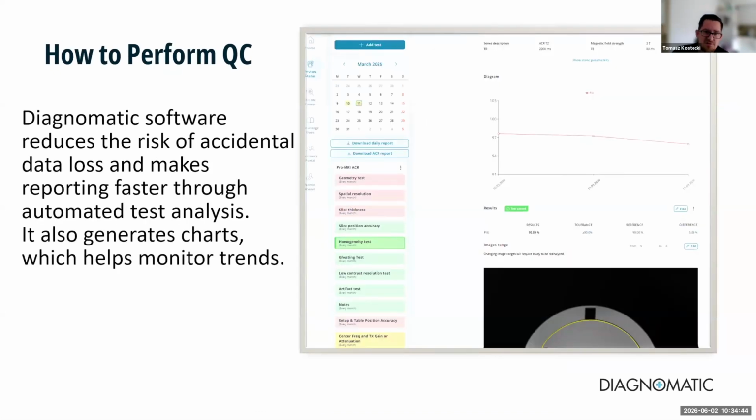Diagnomatic software combines the advantages of traditional paper reporting with the benefits of digital analysis. The data is safer than in a simple Excel file. It also makes the quality control process faster because many of the tests are performed automatically. Another important advantage is trend analysis. The software can generate charts, making it easier to see changes.